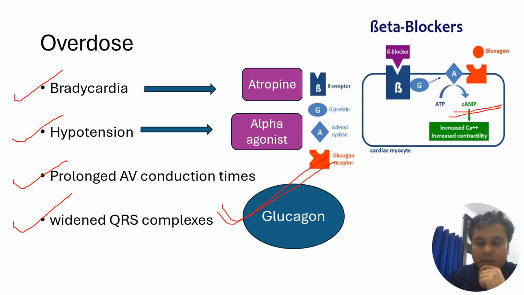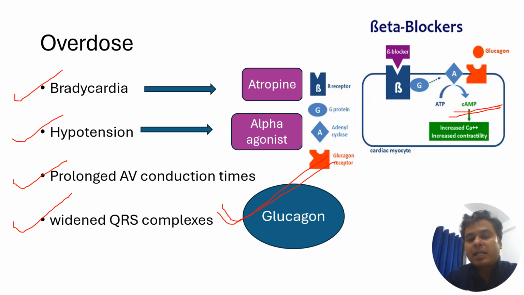As we all know, beta blockers block the beta receptors. So beta receptors were working. As we all know, beta receptors are G protein coupled receptors. So they tend to increase the cyclic AMP levels, and this increase in cyclic AMP causes contraction of the cardiac myocytes. So this increase in cyclic AMP was done by beta receptors, but now these beta receptors are blocked.